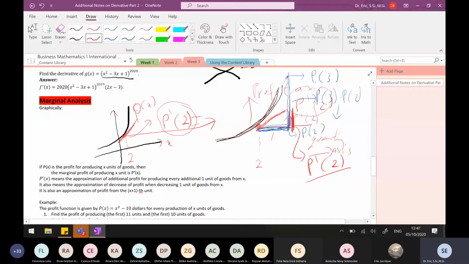So first of all, P prime 2, we usually call this the margin of profit when producing 2 units. Yeah, it's just a notation. Okay, I'll tell you once again.